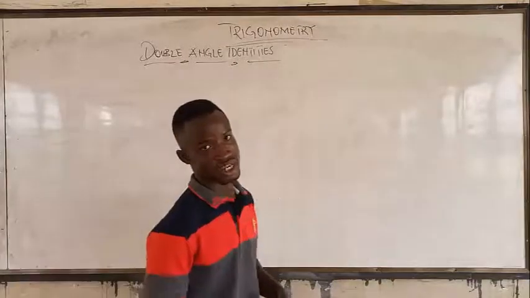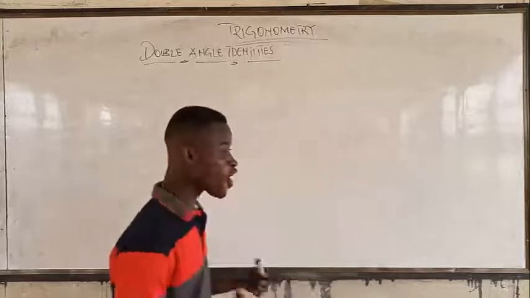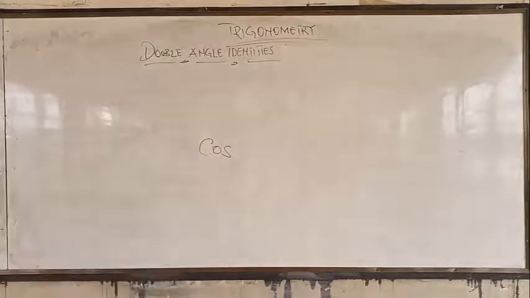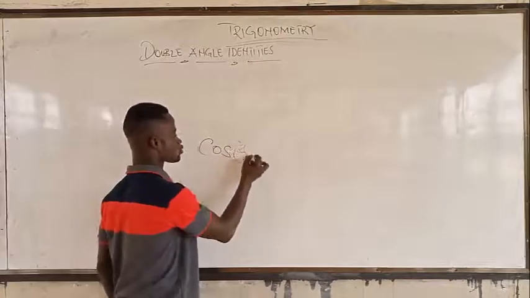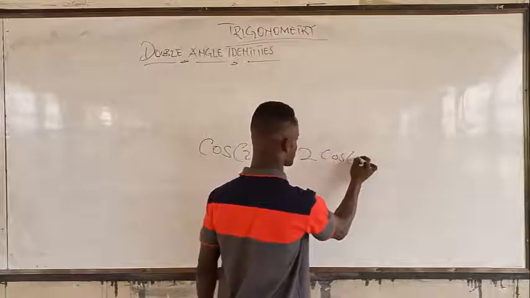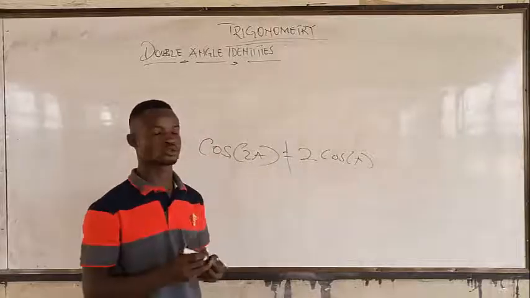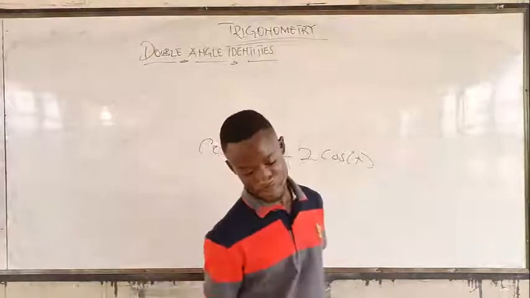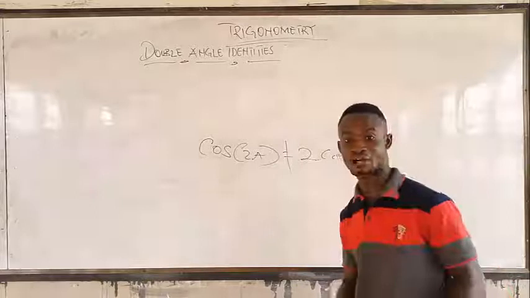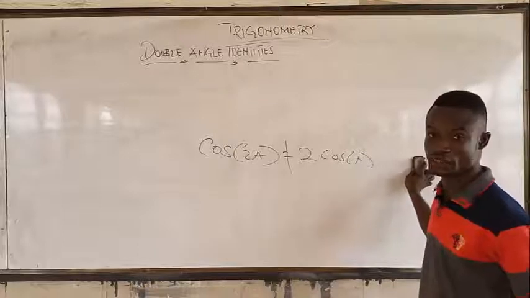Here we are, double angle identities. A common error is to think that cos 2A is the same as 2 cos A. Please, cos 2A is not the same as 2 cos A. For that matter, we need to look into what we call double angle. We are going to learn something about this, and trust me, it's going to be interesting.